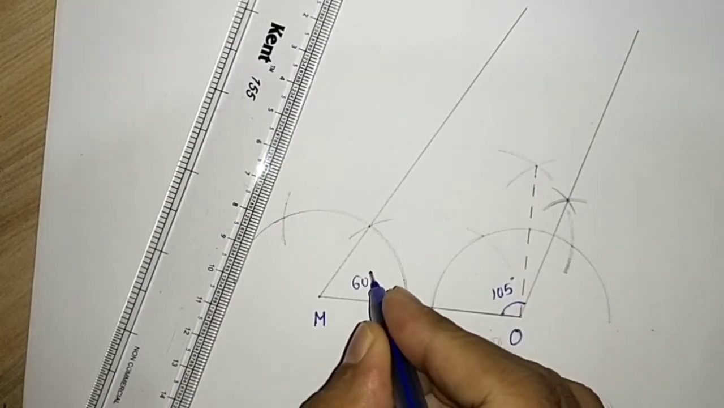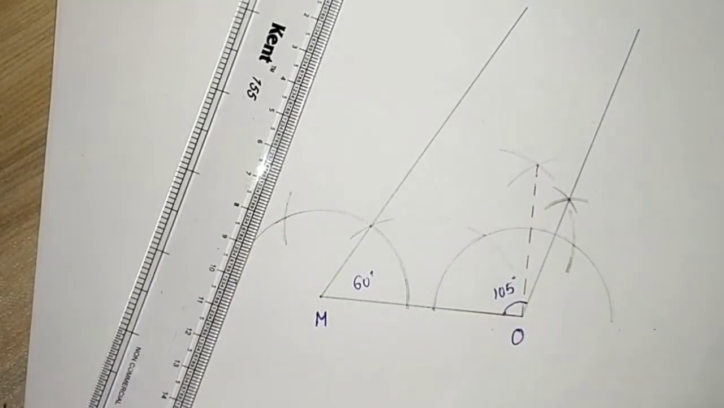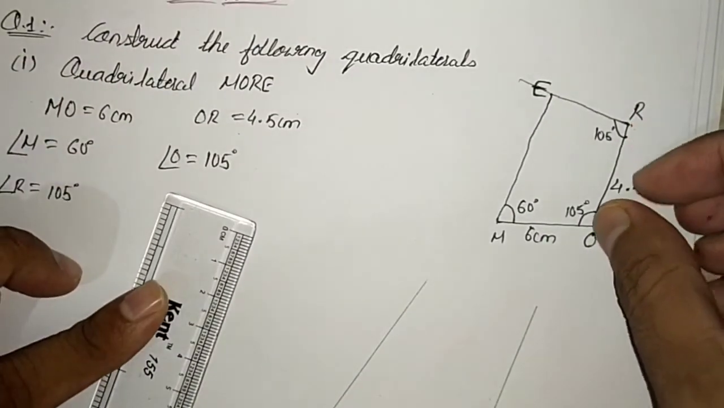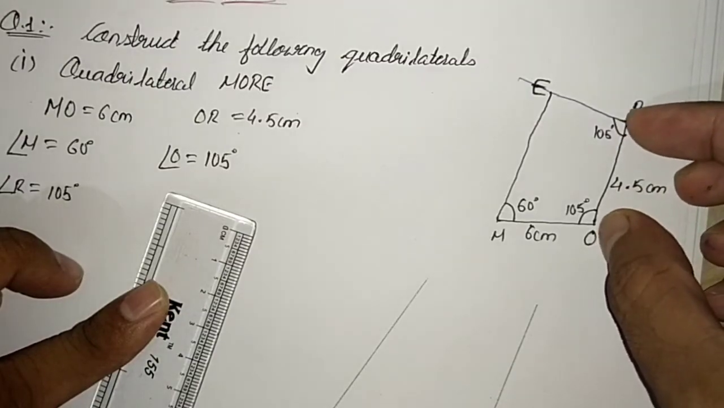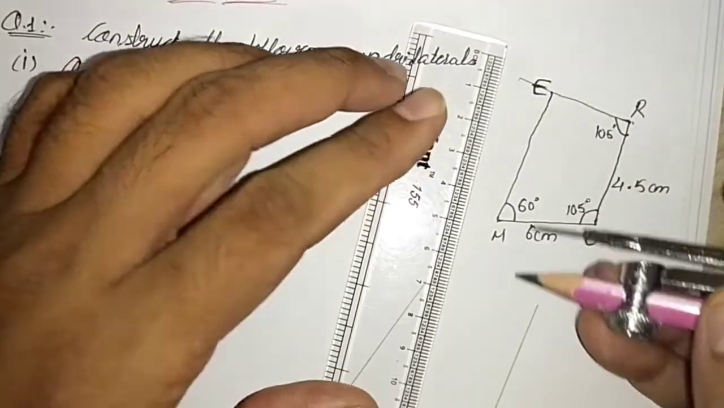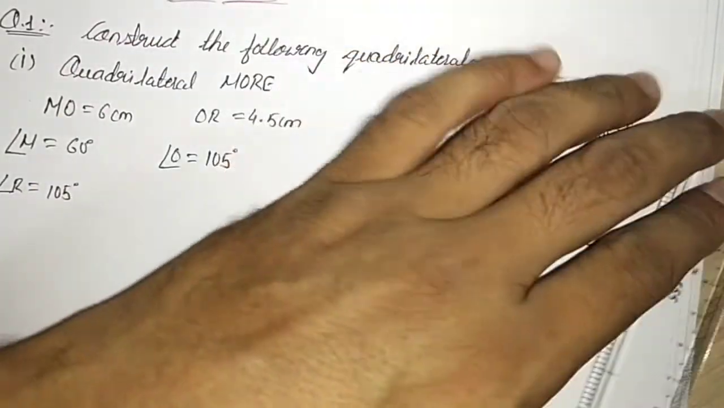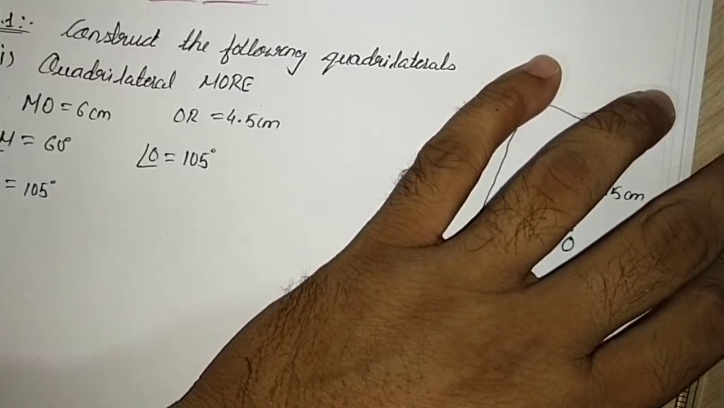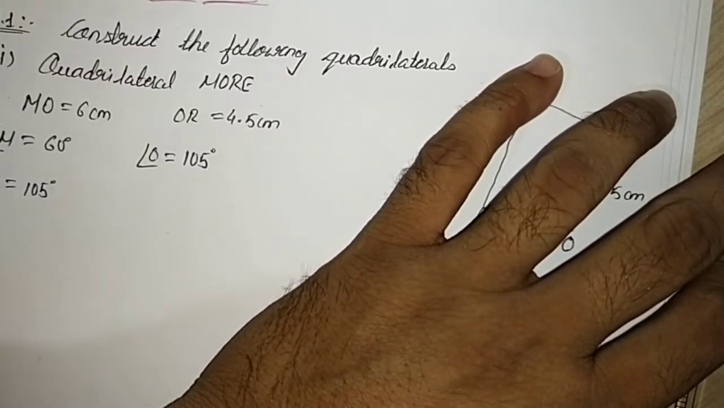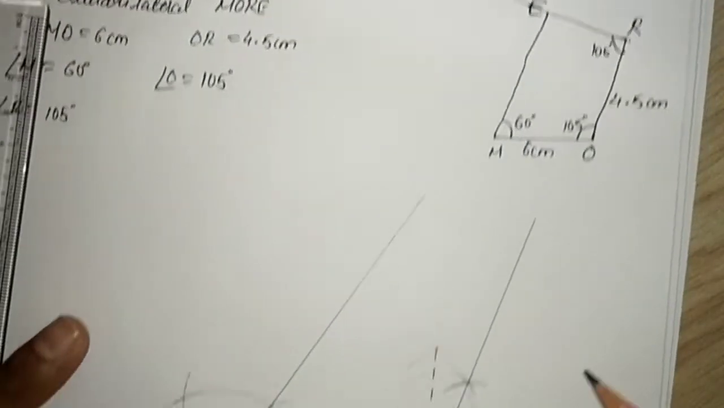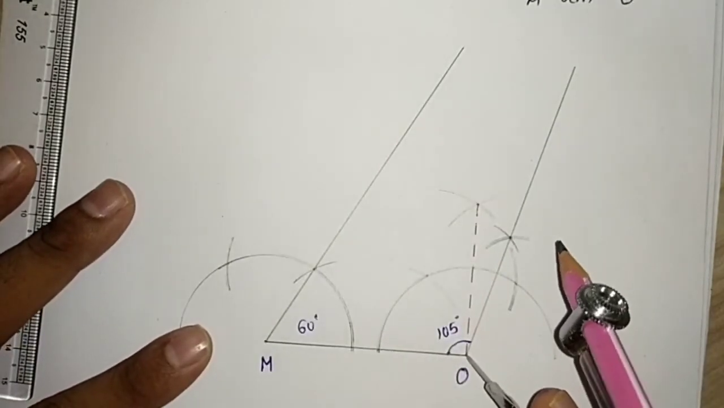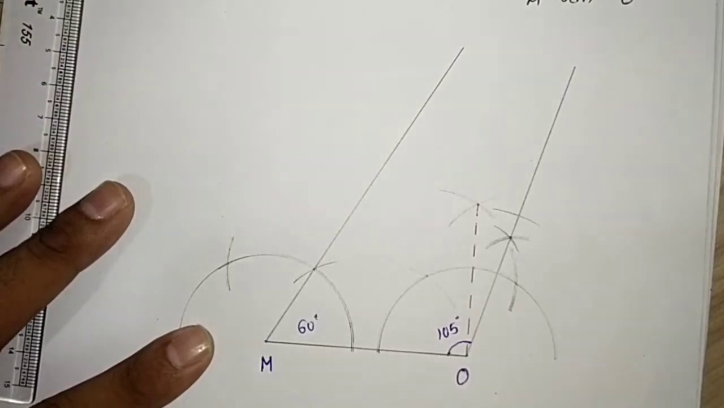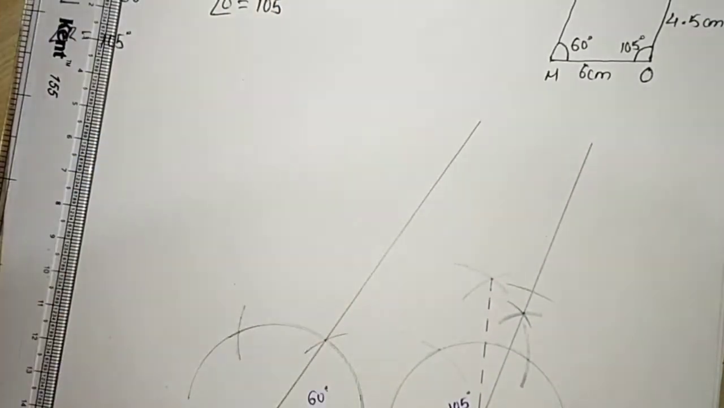This is 60 degree. Now taking O as the center and 4.5 measure on the scale with the compass, cut that line. Taking O as center, on the ray OX cut one point, which will be our point R.